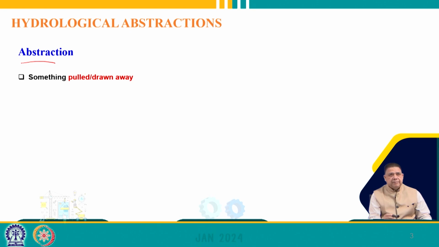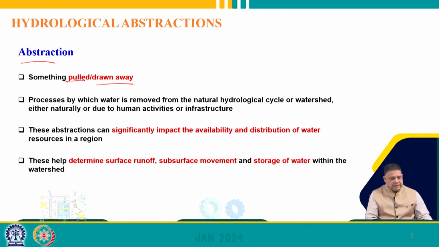Abstraction literally means something pulled or something drawn away, that means something taken away from some system, and that simply means it is, in one sense, a loss to the system. So, that is what abstraction is, and basically it is the process or processes by which water is removed from the natural hydrological cycle or watershed, either naturally or due to human activity or infrastructure.